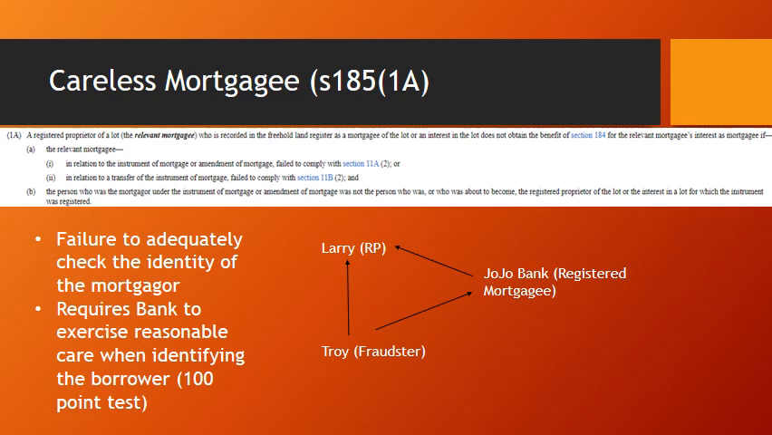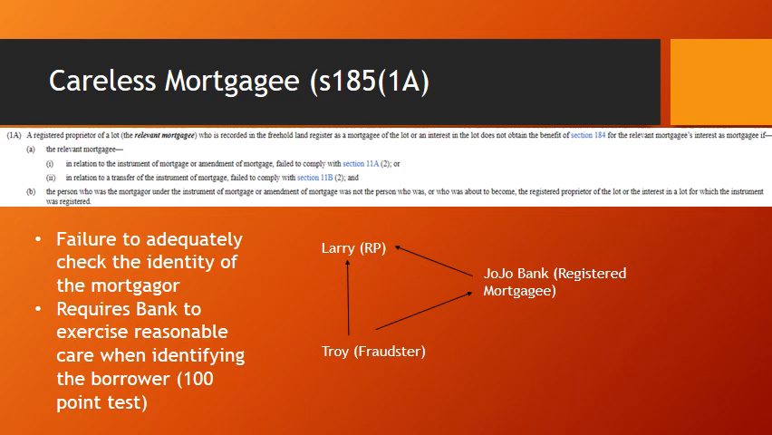So the mortgagor is the person who owns the property and they want to take out a loan. In other words, they want to mortgage their property. So that's what they're called, the mortgagor. The mortgagee is the person or company or organisation in whose favour that mortgage is being granted. So it's the bank, in other words. So this is called the careless mortgagee exception. This is how it works.